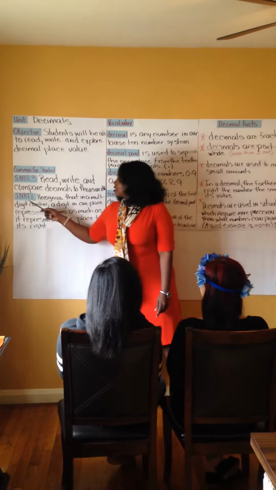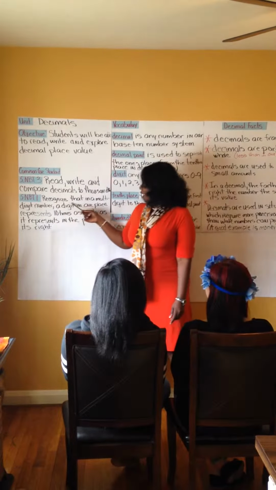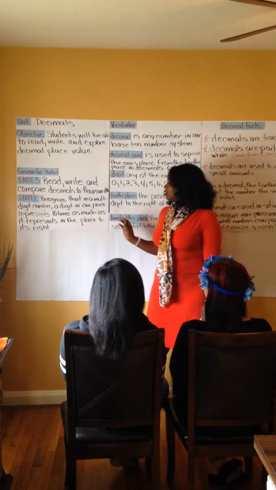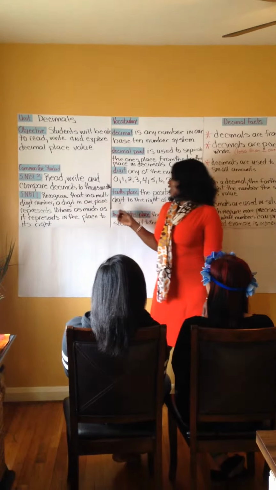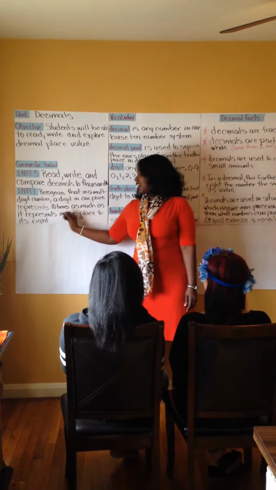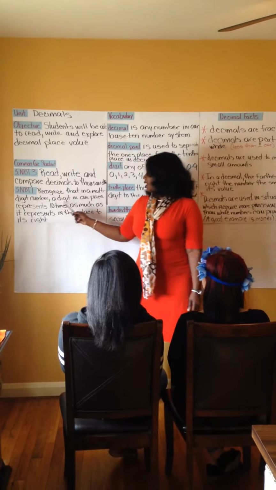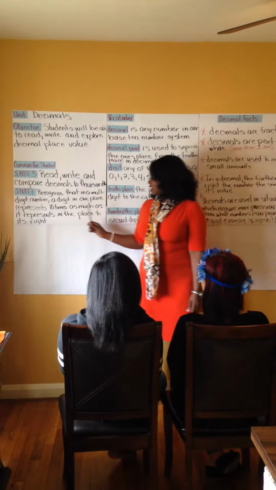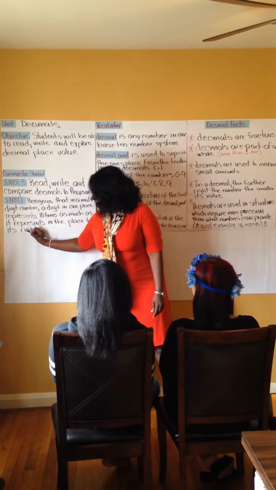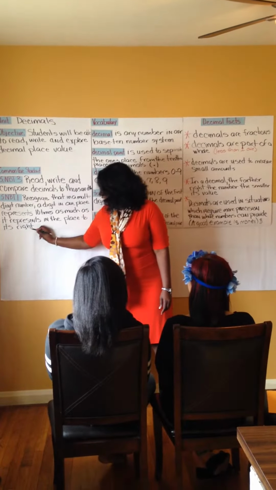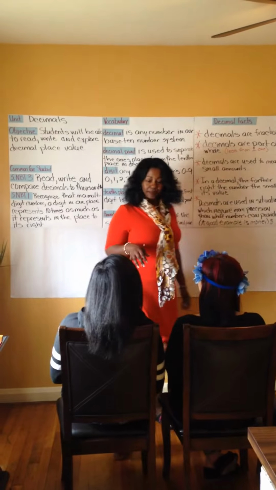The second Common Core standard is 5.NBT.1, which is recognize that in a multi-digit number, meaning more than one number, a digit in one place represents 10 times as much as it represents in the place to the right. That's something else we have to make sure you remember. These are important factors when we go into today's lesson. 10 times and to the right. Everybody got it? Yes.